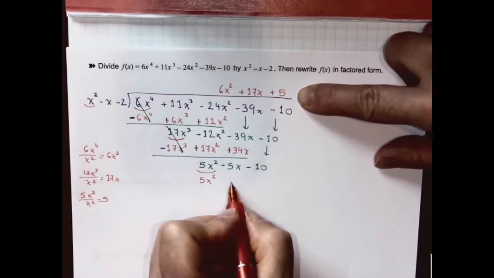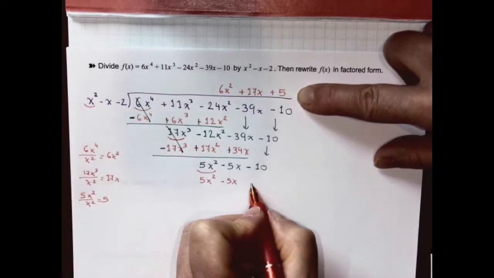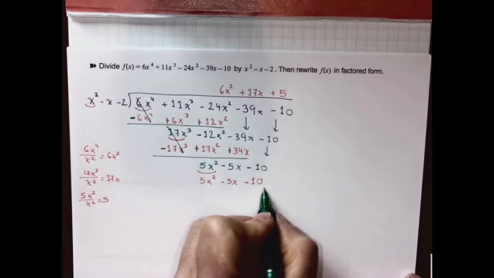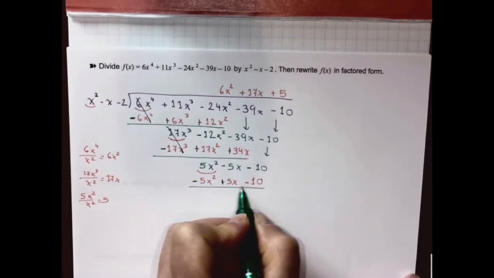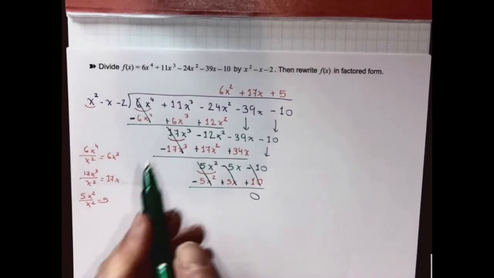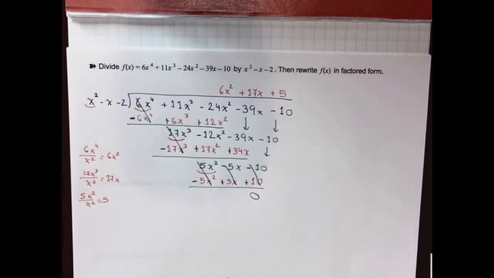5 times negative x will be negative 5x. 5 times negative 2 will be negative 10. And when I subtract those, change all the signs, they all cancel, the remainder is 0. So this is actually a factor of my polynomial, which is going to be really cool because now I can write it in factored form, right?